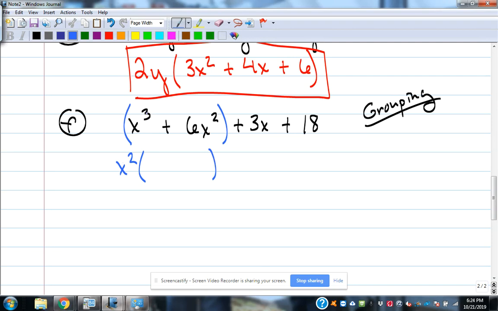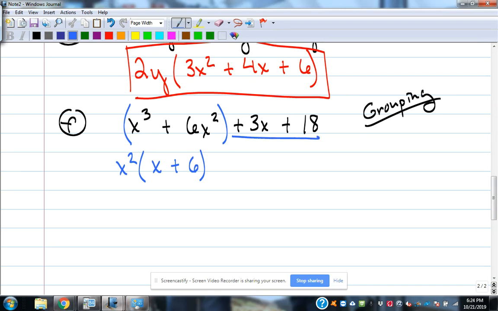What times x squared gets me x to the third? X. What times x squared gets me 6x squared? So plus 6. There's the first half factored. Let's factor the second half.